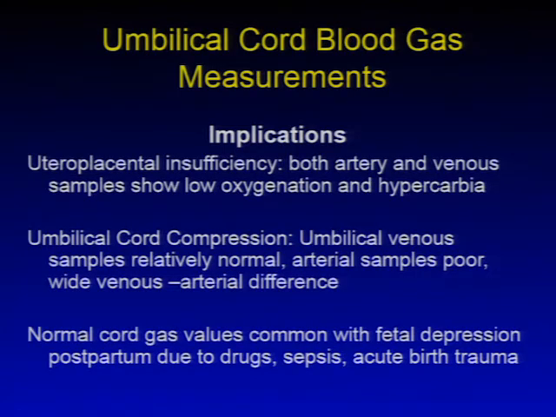Umbilical cord gas measurements: the implications for uteroplacental insufficiency are there if both artery and venous samples show low oxygenation and hypercarbia. Umbilical cord compression occurs if umbilical venous samples are relatively normal and arterial samples poor, and there's a wide venous arterial difference. And normal cord gas values are common with fetal depression postpartum due to drugs, sepsis, and acute birth trauma.